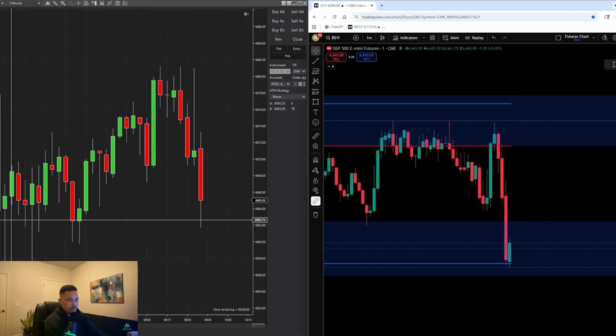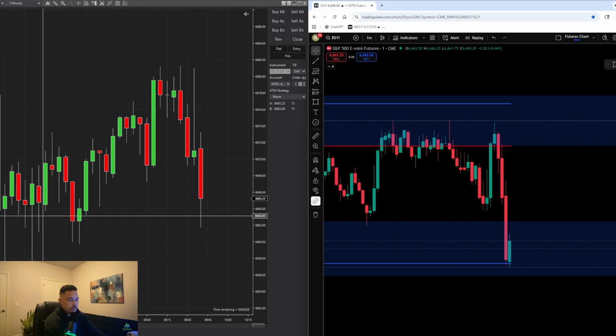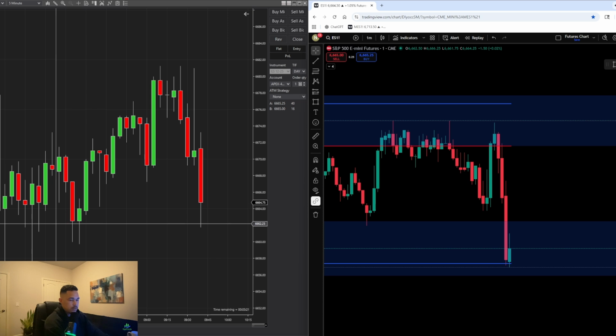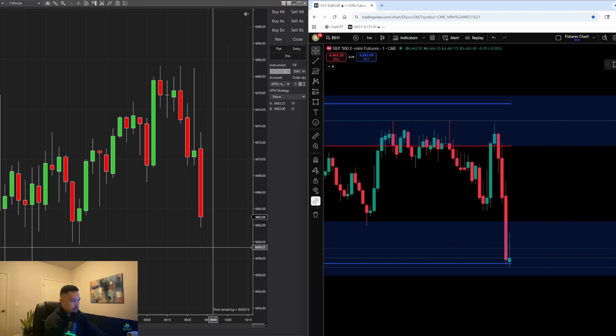And on the 5 minute candle too in TradingView, you could just see all the rejection candles. So that's just all support right here. Yeah, so this level is very strong. It would take a lot for this to break all the way through all this.